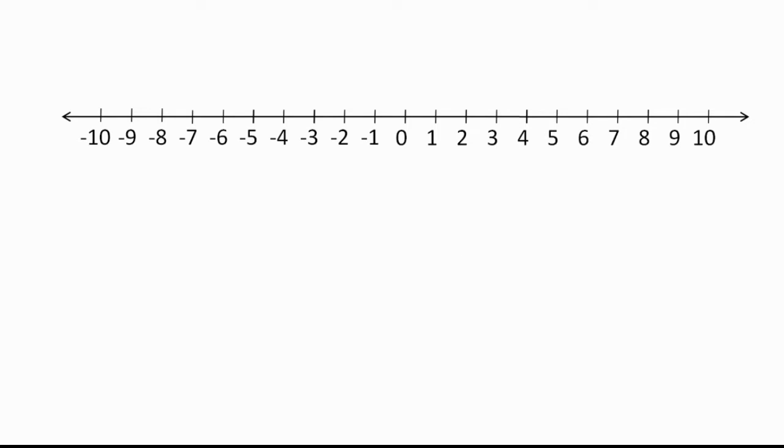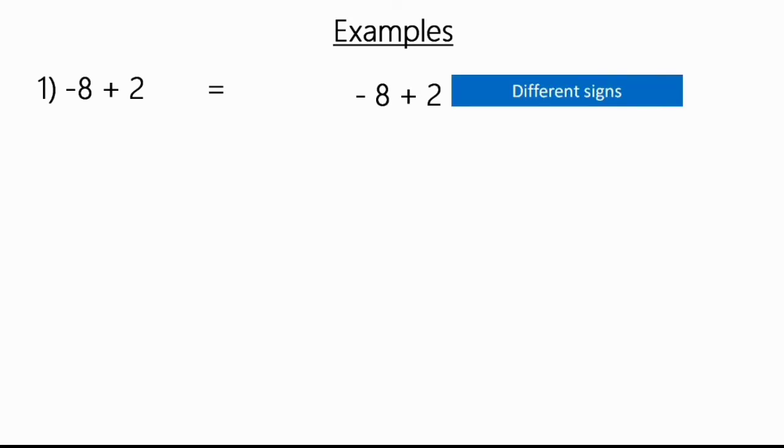So we continue with example problems in a different form so that you can clearly understand how to deal with addition and subtraction of positive and negative numbers. So let's see number 1, minus 8 plus 2. Now, these two numbers have different signs. Since they have different signs, what do we do? We subtract the smaller magnitude from the bigger one. So it becomes 8 minus 2, which is 6.